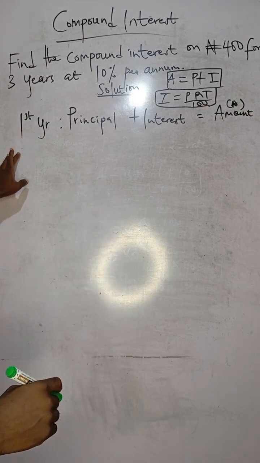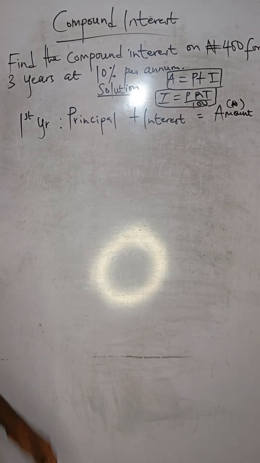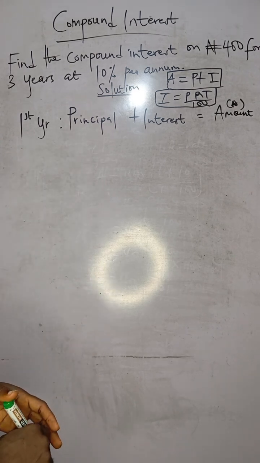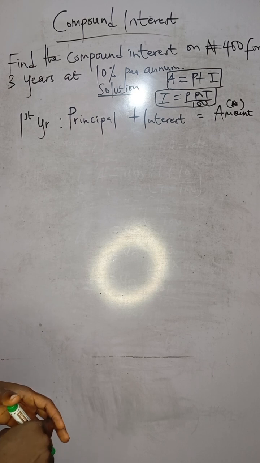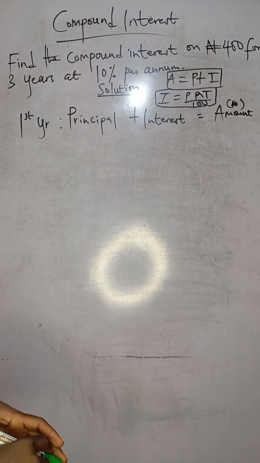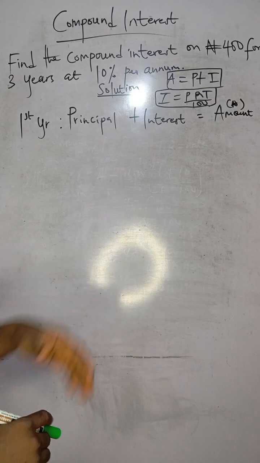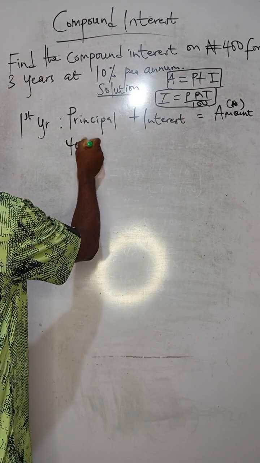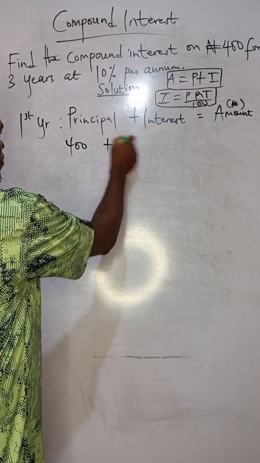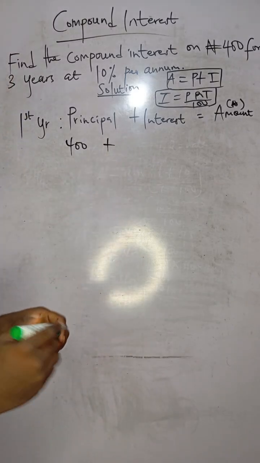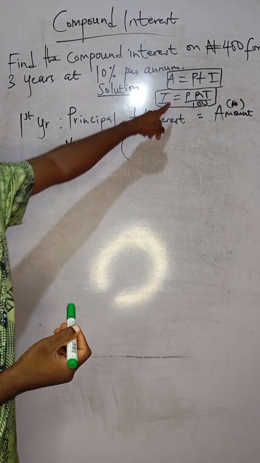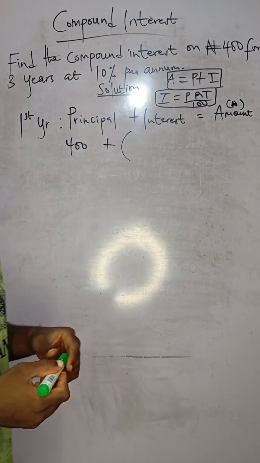Now I'm going to get the compound interest for 3 years. For the first year, the principal, the first amount of money that is given to you, is the principal. Now look at the first amount of money: there is 400 naira. So we have 400 plus interest. Now to get the interest I'm going to use this formula: principal times rate times time over 100.